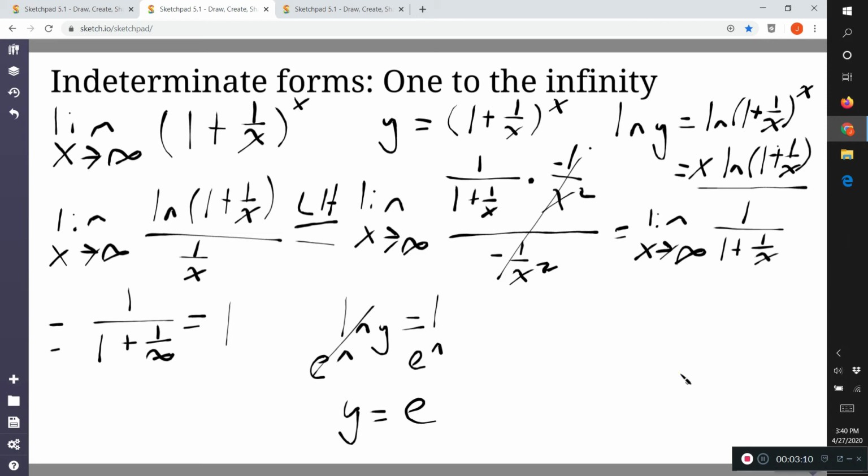Now the reason why this is a famous example is this is actually the definition of e. Back in Algebra 2, you might have gone over it. The idea is that the pattern of 1 plus 1 over x to the x power is e. Let's do it real quick with a couple of numbers just to demonstrate it. I'm going to clear some of this out.